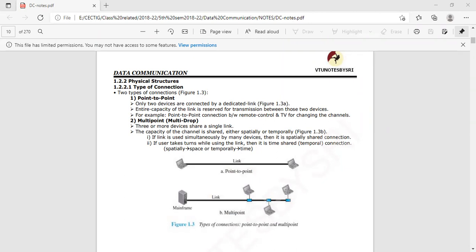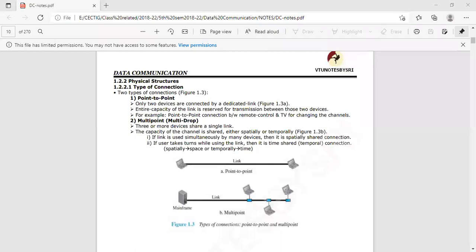The second one is multi-point. Multi-point is where, in a single dedicated line, n number of devices are connected. Many devices are connected via a single line. So all of them are sharing the same line, the same path. So the speed will be distributed between all.